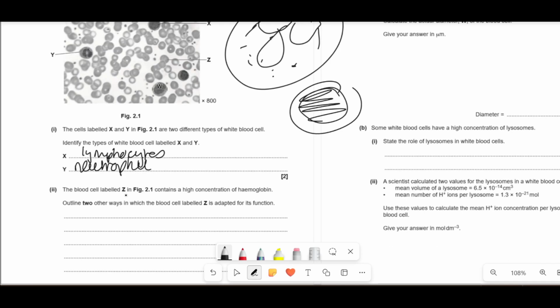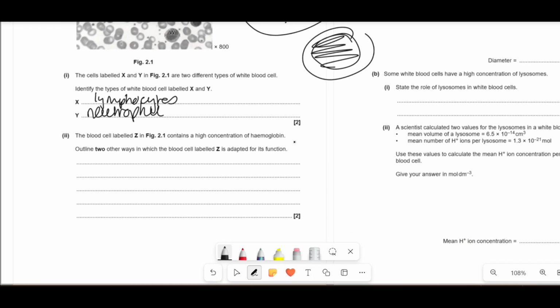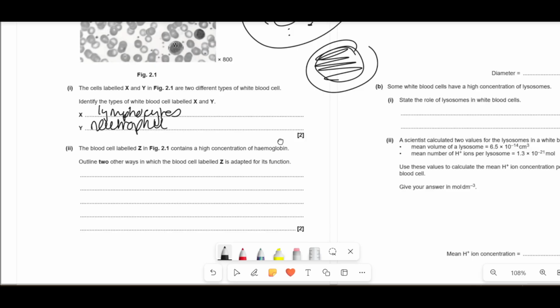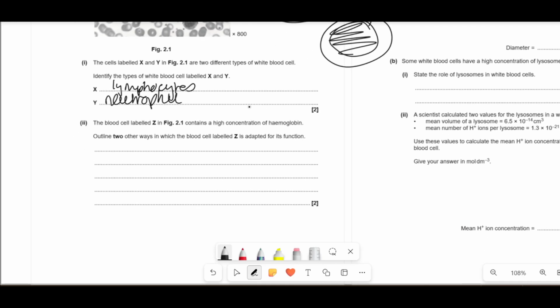So now it says the blood cell labelled Z in figure 2.1 has a high concentration of hemoglobin. Outline two other ways in which it is adapted to its function. So you should immediately recognize, it's told you that it's got a high amount of hemoglobin. You should also be able to tell that that is a red blood cell. So there's multiple things you can say. You can say that it's flat and biconcave.